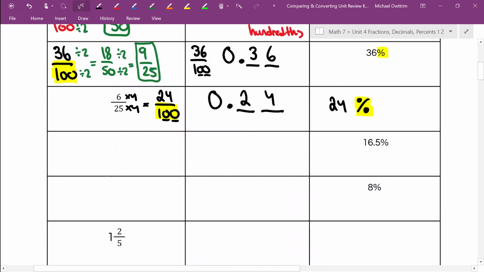0.24 is my decimal. In the case of 16.5%, we're going to start by writing our 16.5. Instead of writing percent, we'll write out of 100.